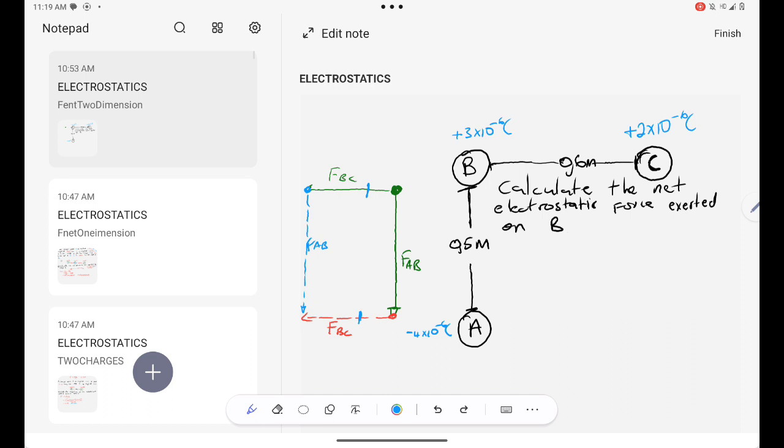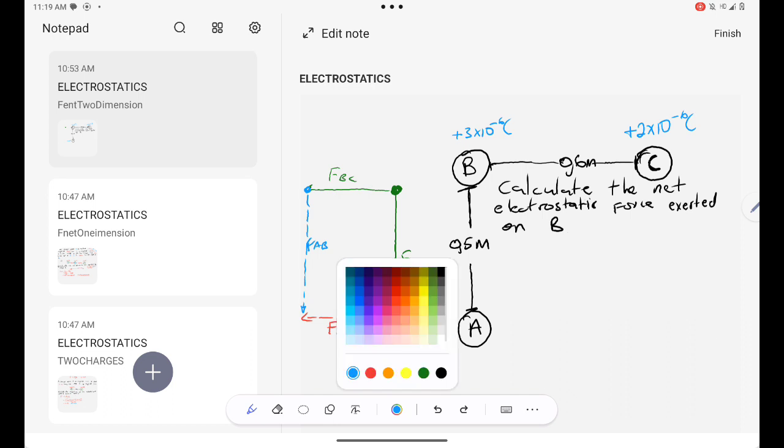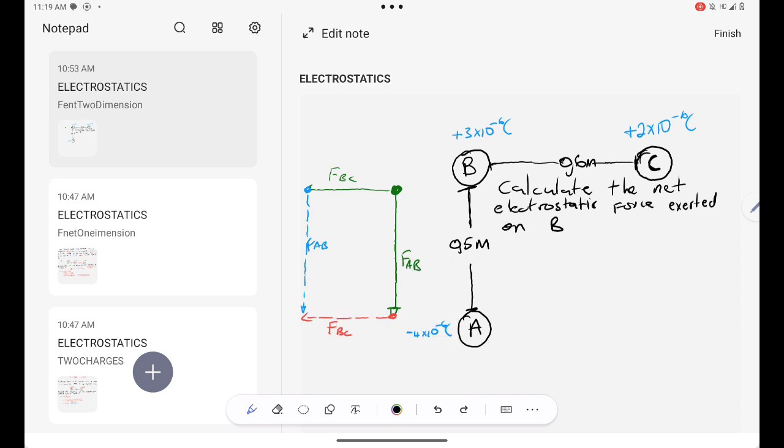So for me to be able to calculate F net, I must have a triangular diagram like this. I can choose either one of these triangles, but let me go for this one, and we'll call that angle over there angle theta. So over here I have my F net.